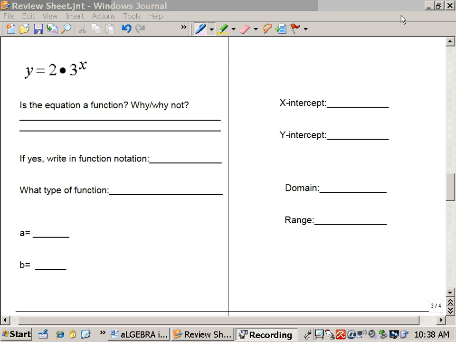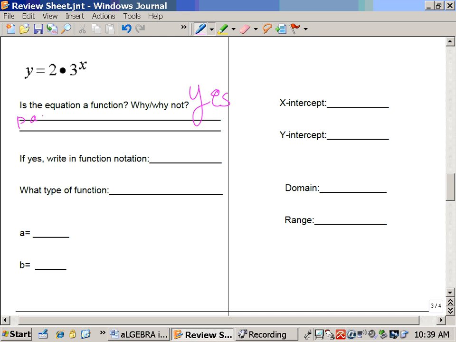Hey, is this a function? Are you sure? Do you want to answer this question now, or do you want to come back after we graph it? It's up to you. Now, I know it's a function because I memorized it. It's a function, yes. There are two reasons it's a function.